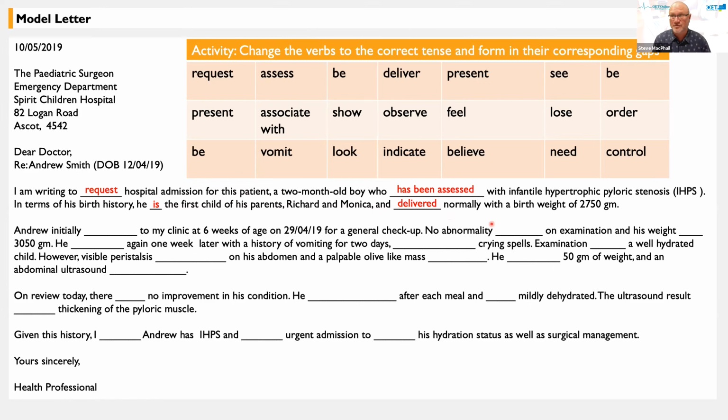Did it himself. Good little boy. Out he came all on his own. Didn't need too much help. He was in control. He delivered normally with a birth weight of 2750 grams. Let's keep going.